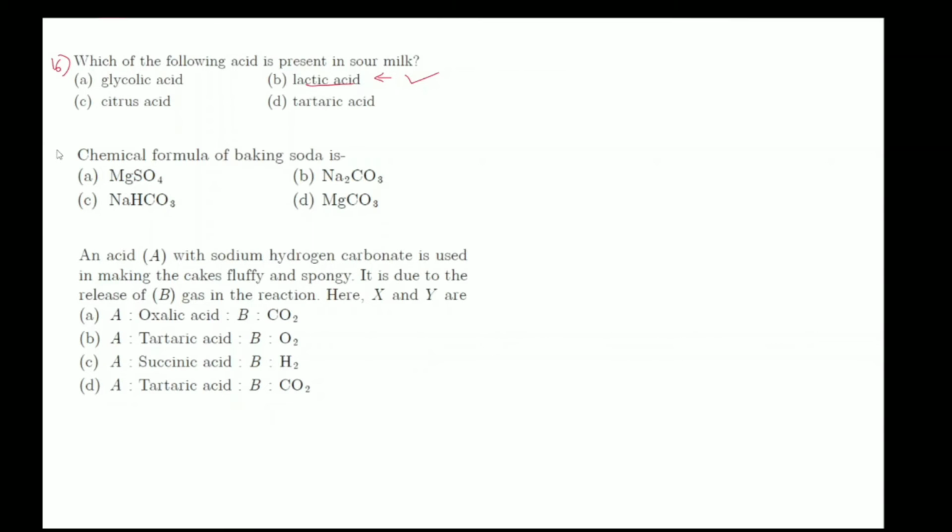Next question, question number 17. Chemical formula of baking soda. What is the chemical formula of baking soda? Is it MgSO4, Na2CO3, NaHCO3, MgCO3? What is the chemical formula of baking soda? Yes, C is the correct option. It is NaHCO3, which is also called sodium bicarbonate, right? Or sodium hydrogen carbonate, which baking soda is also known as. Okay, that was a very easy question.